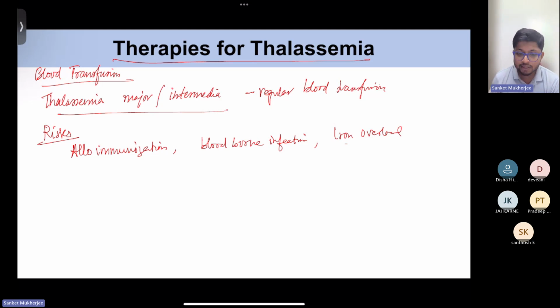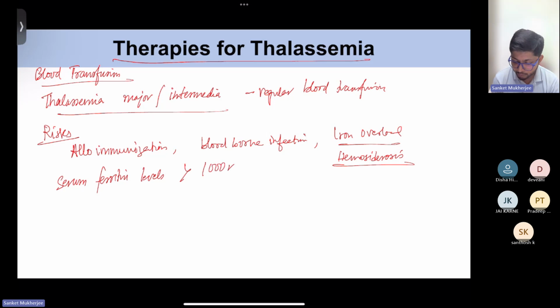Iron overload is also called hemosiderosis. That is a very common problem. It causes liver fibrosis and other complications. So if the serum ferritin levels are more than 1,000 nanogram per ml, in that case, we go for iron chelation therapy. So these are some iron chelators, which are very readily available.